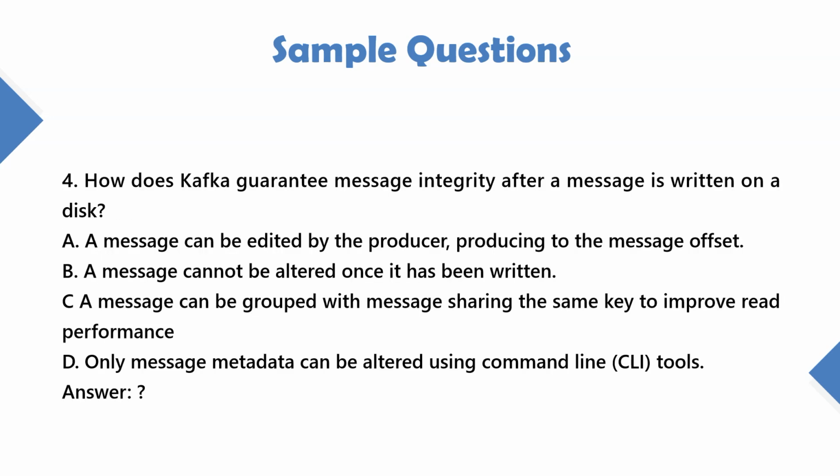4. How does Kafka guarantee message integrity after a message is written on a disk? A. A message can be edited by the producer, producing to the message offset. B. A message cannot be altered once it has been written. C. A message can be grouped with message sharing the same key to improve read performance. D. Only message metadata can be altered using command line, CLI, tools.